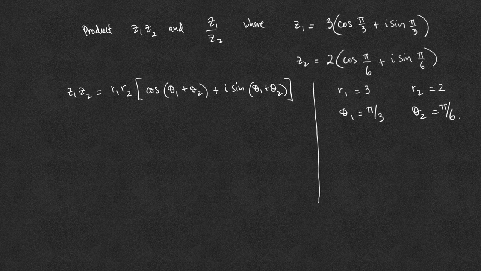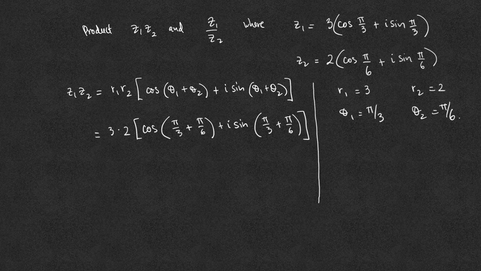over 6. Again, the complex number z1 has the modulus of 3 and the argument, which is the angle, pi over 3. The complex number z2 has a modulus of 2 and the argument pi over 6. Thus, the product z1 z2 is simply r1 times r2, 3 times 2, open the bracket, cosine of pi over 3 plus pi over 6 plus i sine of pi over 3 plus pi over 6.